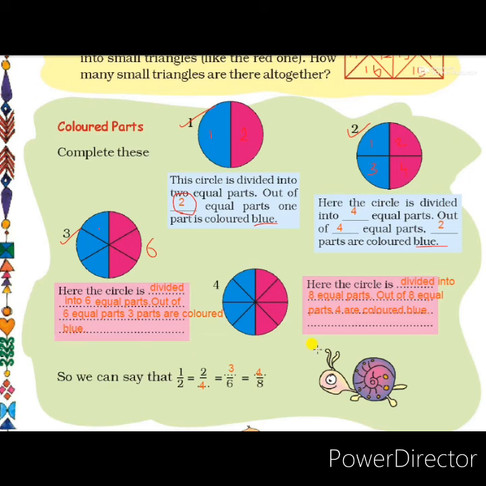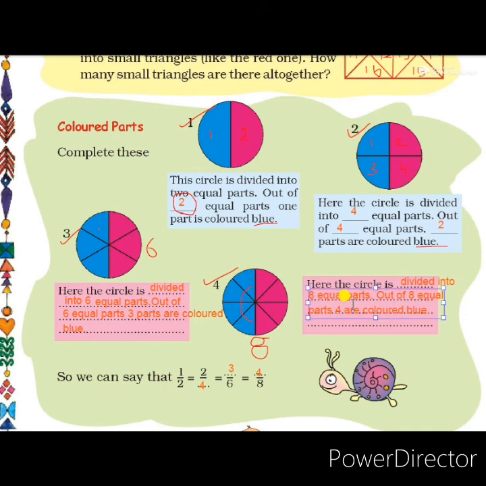Now we will go to the fourth figure. See the fourth figure, same circle. It is divided into many more equal parts, 8 parts. See that 1, 2, 3, 4, 4 blue color, 1, 2, 3, 4 pink color. Total 8 parts are there. Out of 8 parts, how many parts are colored blue? Equal to half of 8. That means the same half of 8 parts. 4 parts are colored in blue.